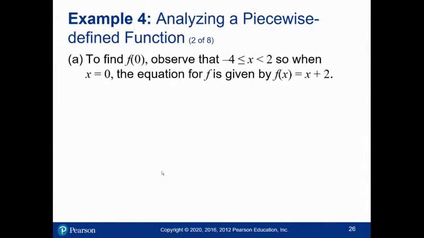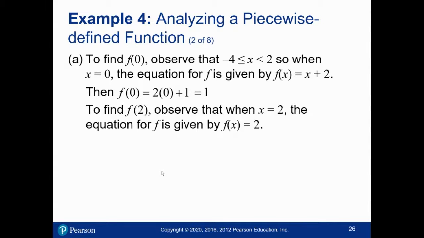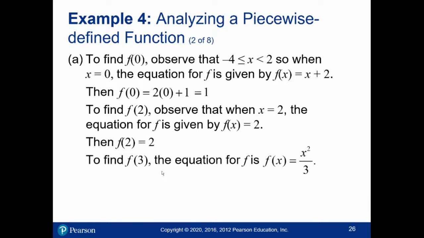So for f of 0, we're in between -4 and 2, so I'm going to use that first branch. The different pieces are sometimes called branches. I'm going to use that first computation, where f of x is x plus 2, plug in 0, get out 1. But if I'm plugging in 2, that's exactly that middle condition. When x is exactly equal to 2, we use the middle condition of f of x equals 2. So there it is, it's 2. But if I'm plugging in x equals 3, I'm going to use the third condition, which says x squared over 3, and I get 3.